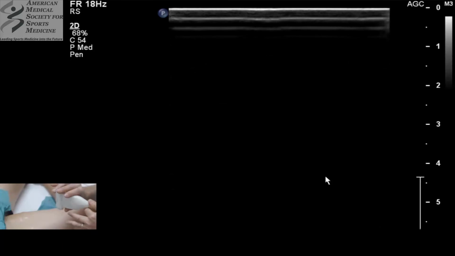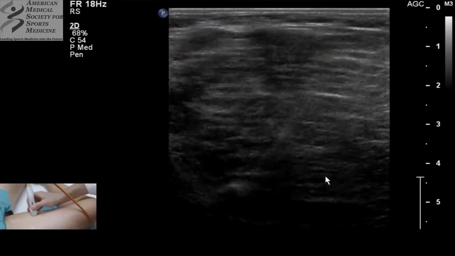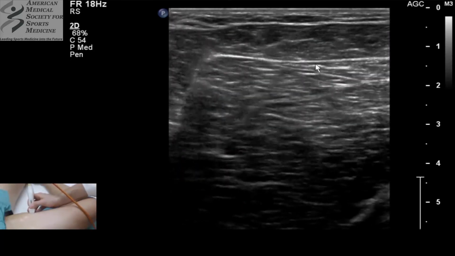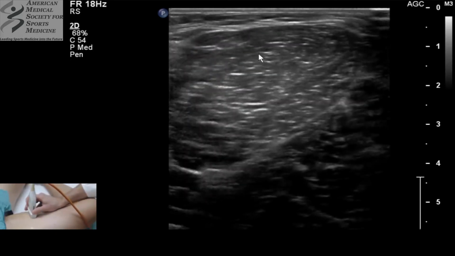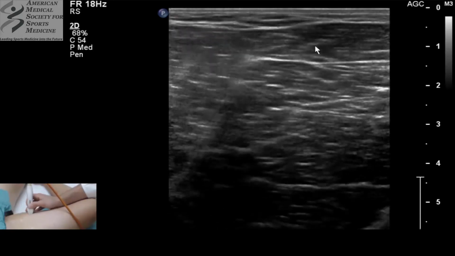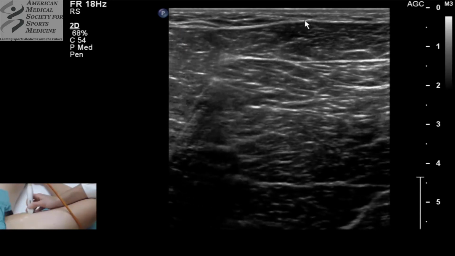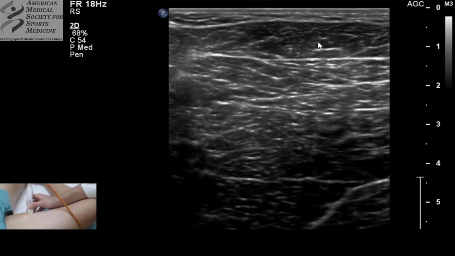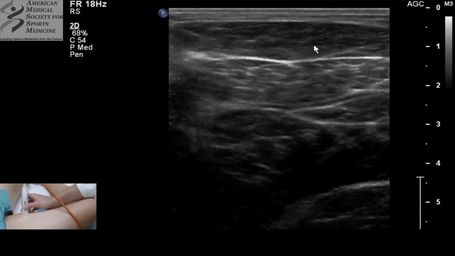You can look for the gracilis muscle. So here is the gracilis. So here are your adductors more posteriorly, here's adductor longus. If I come just a little bit more posteriorly, here's the gracilis tendon right in this area here. You can see that gracilis right here.